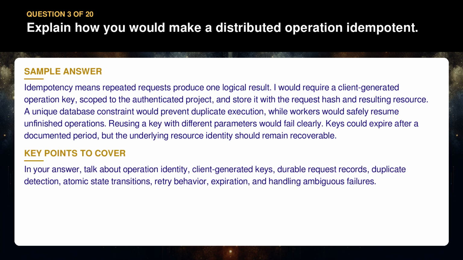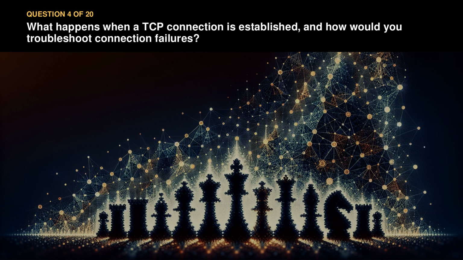In your answer, talk about operation identity, client-generated keys, durable request records, duplicate detection, atomic state transitions, retry behavior, expiration, and handling ambiguous failures. Question 4. What happens when a TCP connection is established, and how would you troubleshoot connection failures?